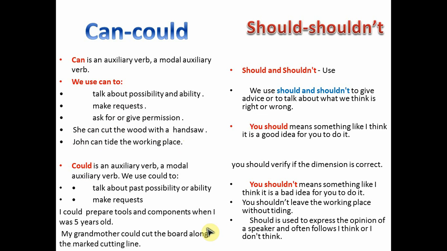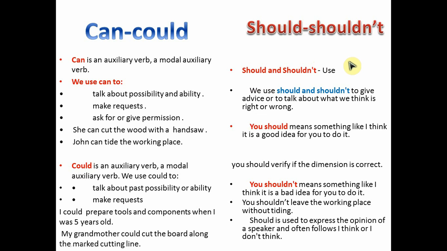possibility. But take care. I use could to talk about ability and possibility in the past. So here, the difference between could and can: can, ability and possibility in present, and could in past. For example, I could prepare tools and components when I was 5 years old. My grandmother could cut the board along the market cutting line. Should and shouldn't.